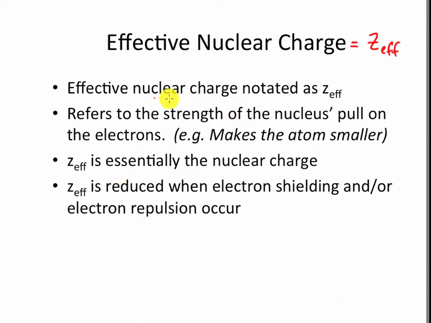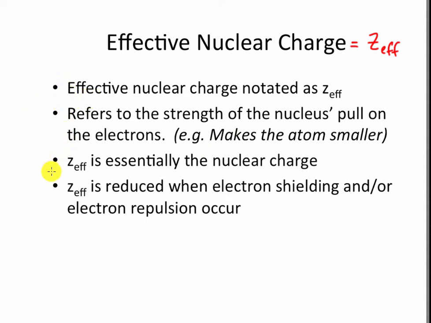Okay, so the idea is that the higher the effective nuclear charge, the more it pulls on the electrons. I like to think about it as making the atom smaller, right? Because if the effective nuclear charge is getting stronger and stronger, it's going to pull those electrons more, making the atom effectively smaller and smaller. And as a result, ionization energy goes up, electronegativity goes up, electron affinity goes up as a result of all that. Okay?